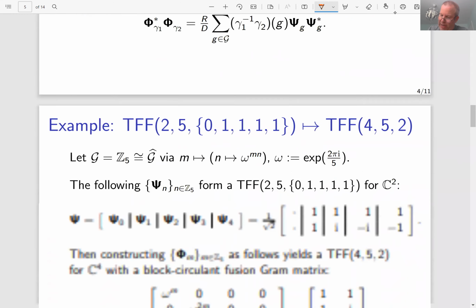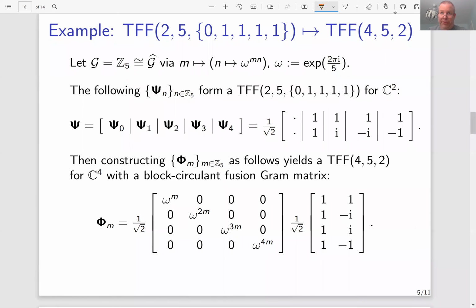Let me try to explain what I just had on that very technical slide in the context of an example. So underlying this, there's going to be a group. And in this example, I'm just going to pick the group to be Z mod 5, the group of integers modulo 5. So just 0, 1, 2, 3, 4. And then it has a Pontryagin dual. It has a Fourier basis.